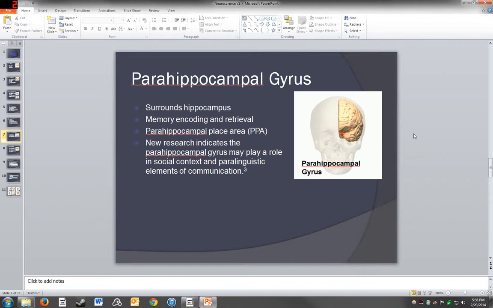Some research is also being conducted in order to find out if the parahippocampal place area plays a role in paralinguistic elements of communication, which essentially means sarcasm or other social cues like that, which I think is hilarious that we need an area of the brain that helps us detect sarcasm.